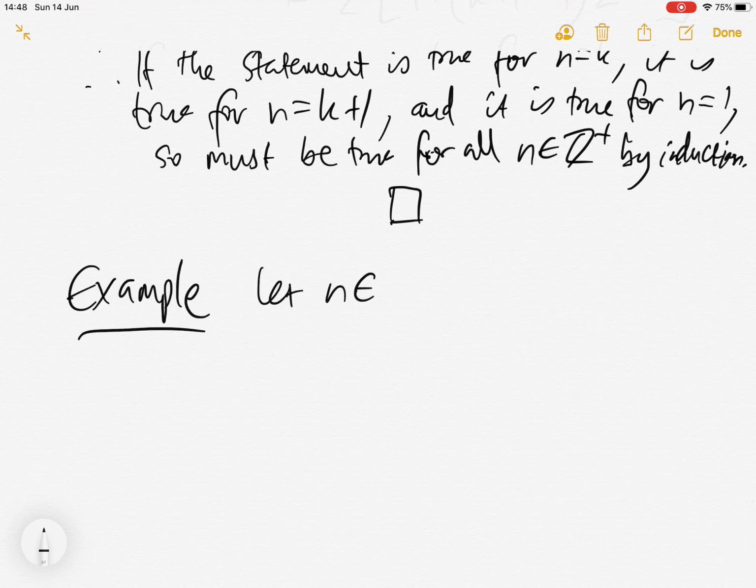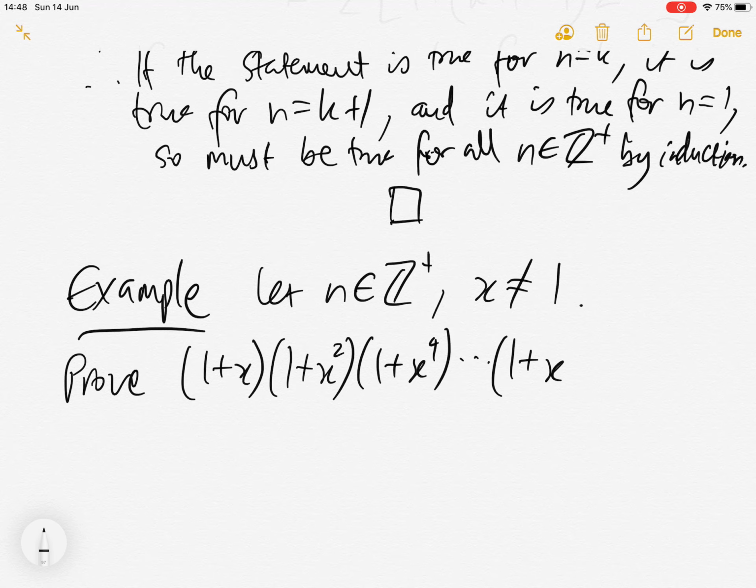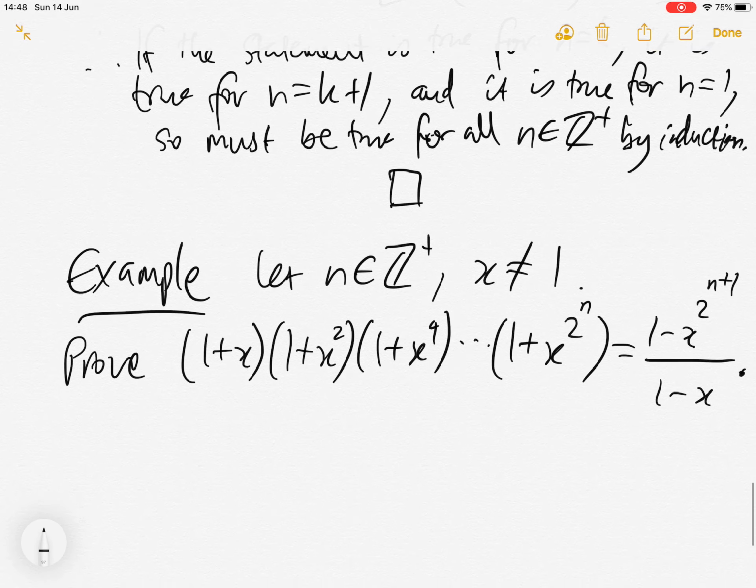Let's let n be a positive integer again. Let's let x be not equal to 1. And the question is, prove 1 plus x times 1 plus x squared times 1 plus x to the 4, all the way up to 1 plus x to the power 2 to the power n, equals 1 minus x to the 2 to the n plus 1 over 1 minus x. Okay, so again we'll do it by induction.